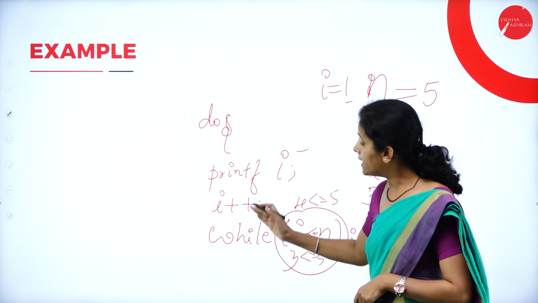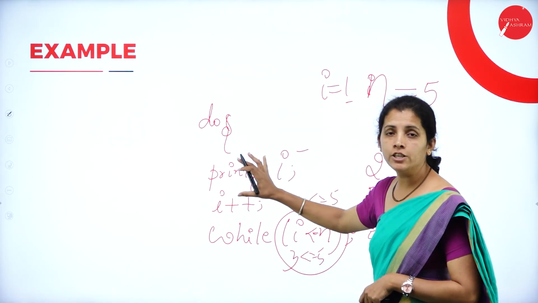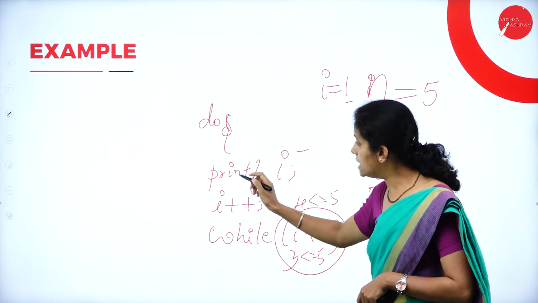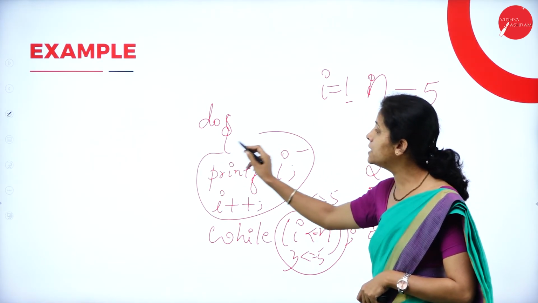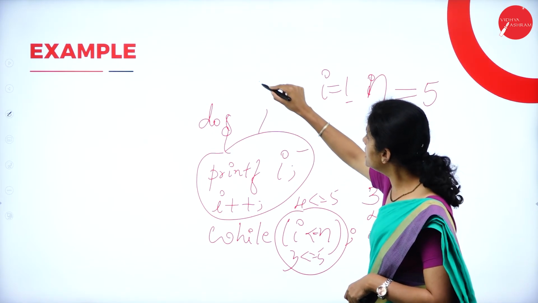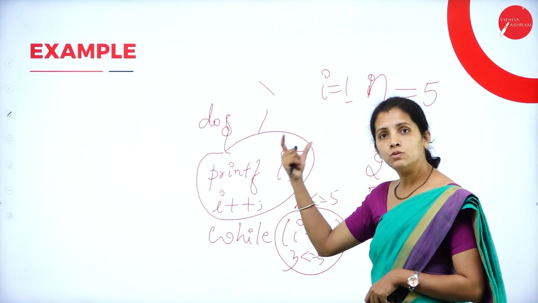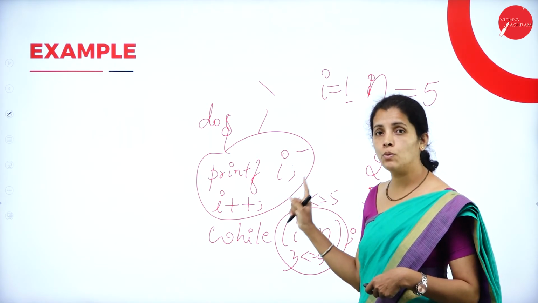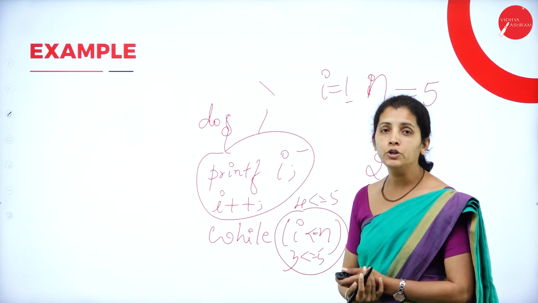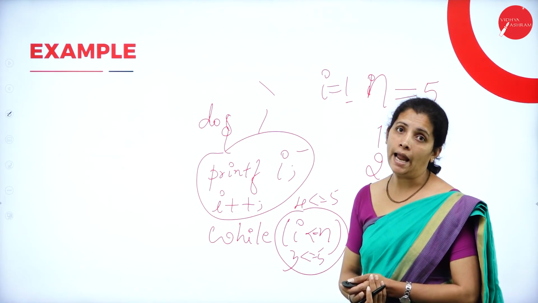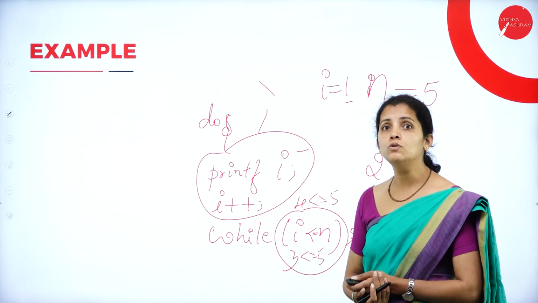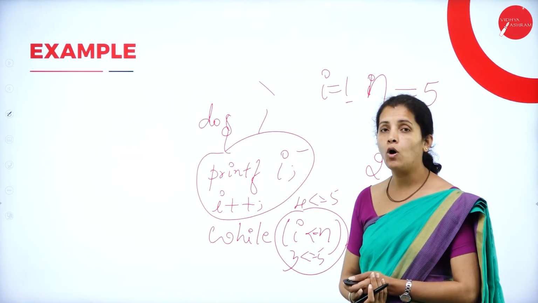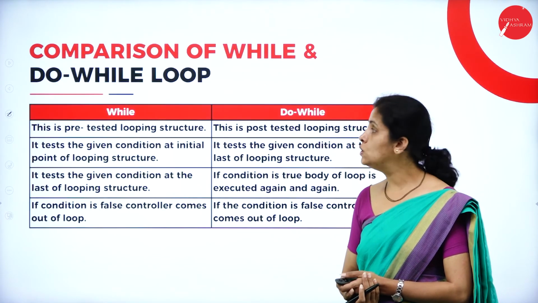So at the beginning, if the given condition is false, but still it's going to execute these statements at least once. Okay, so even if the given condition is false, it is still going to execute at least once, because we are going to check the condition at the end. So it is called a post-tested loop or exit-tested loop.